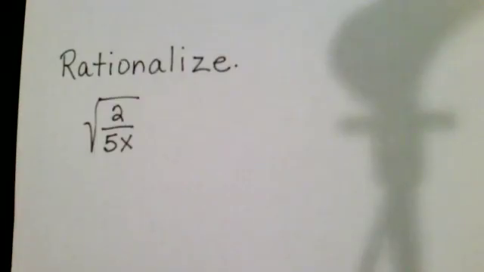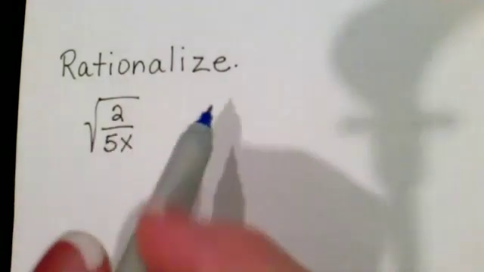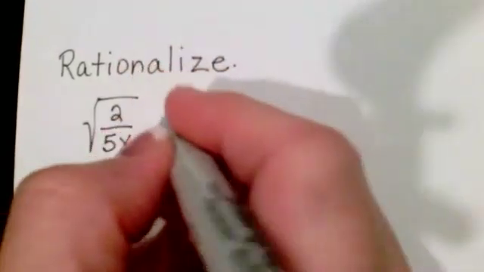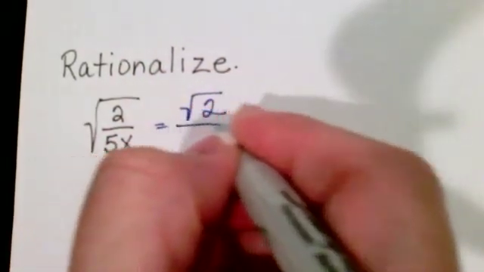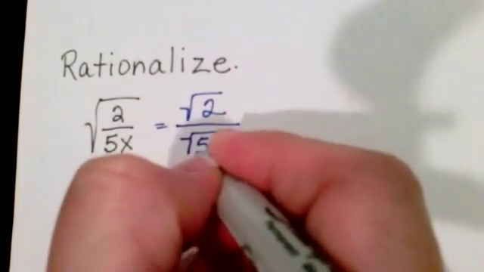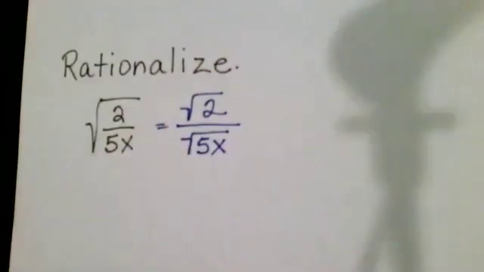For this problem, we're going to rationalize the denominator. But before we do that, I want to break this fraction, the square root of a fraction, and make it into a fraction of 2 square roots. So I'm going to have the square root of 2 on the top, and the square root of 5x in the denominator. Now, bear with me as we go through the first part of it, because I'll explain why we do it here in just a minute.